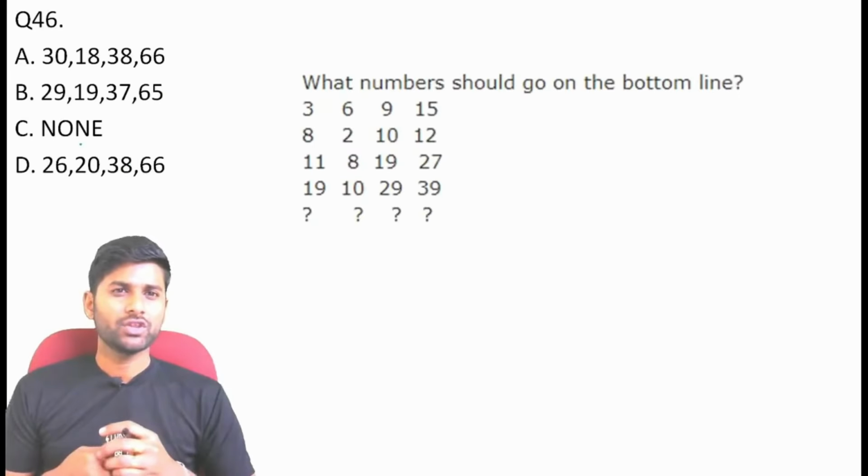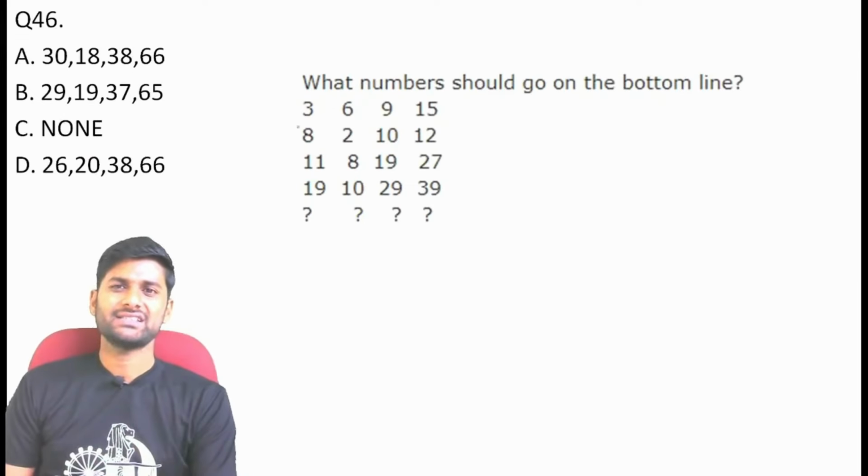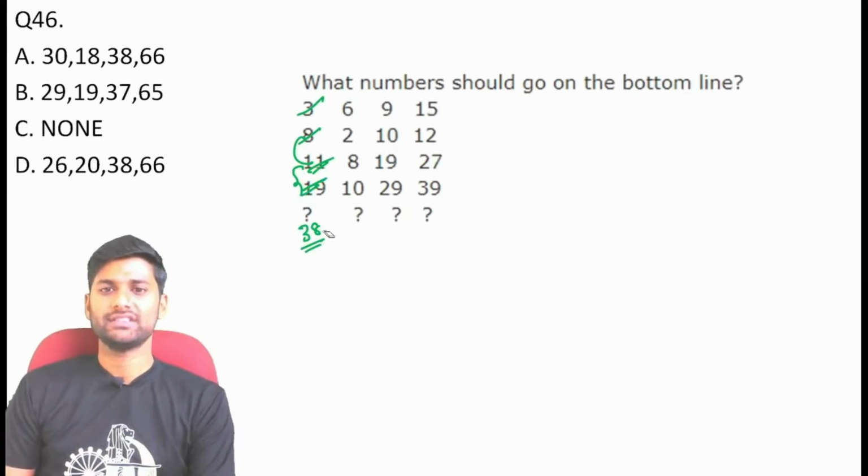What is the number that should be at the bottom of the line? See guys, I can see that 3 plus 8 is equal to 11. 8 plus 11 is equal to 19. 11 plus 19, the resultant becomes 38. Sorry, it's not 38, it's 30. We want 30 as the answer in the options. We have 30, but we still have more. We need to go through all the numbers again.